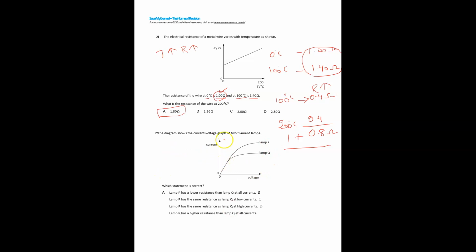Next, here is the current and voltage graph, and it is for the lamp, a non-ohmic conductor. If you see at the smaller current values, the resistance is constant for both lamp P and lamp Q. So the option is: P has the same resistance as lamp Q at a lower current. At a lower current, both have the same resistance. Next question.